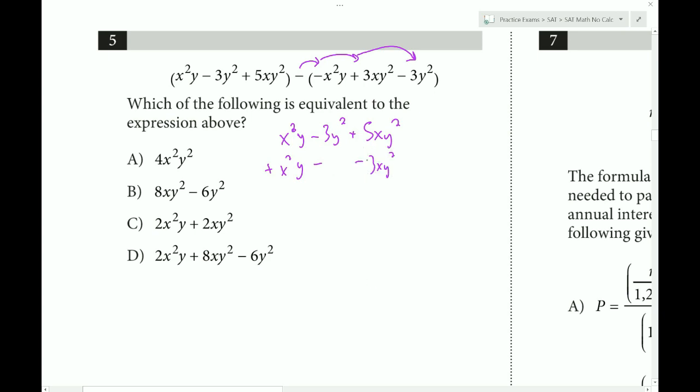Whoops, the minus didn't go with it, so I'll just move that. Okay, because those are like terms. And then, of course, I have to bring the minus in for the last one, which would be plus 3y squared, and I'll put that here. Right, so they were a little bit tricky with that. We'd have to switch those.